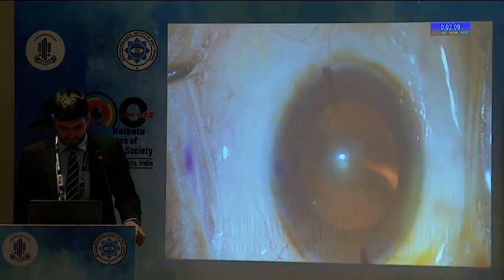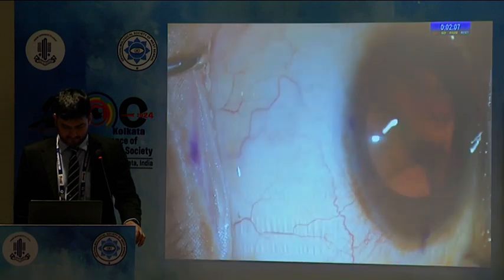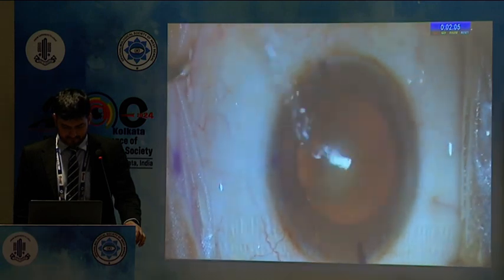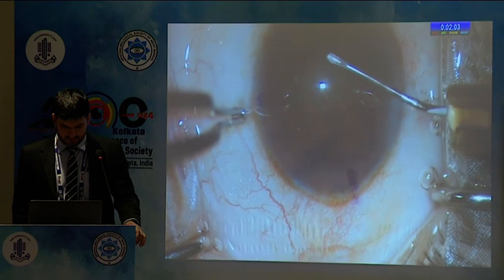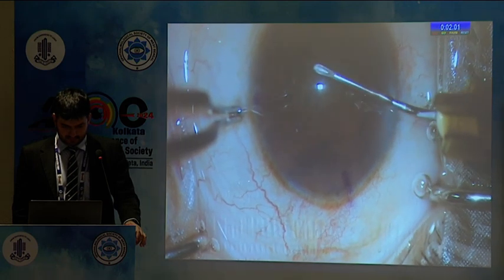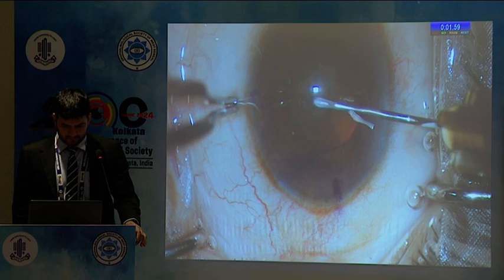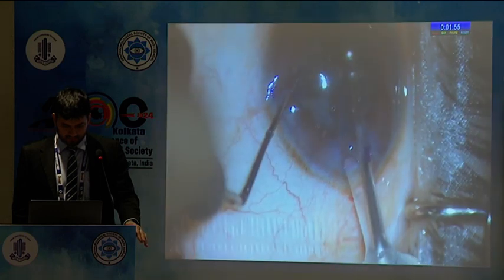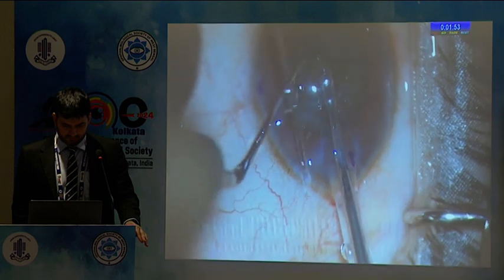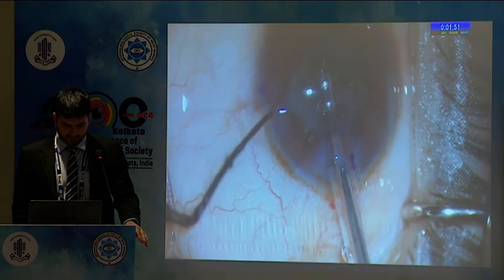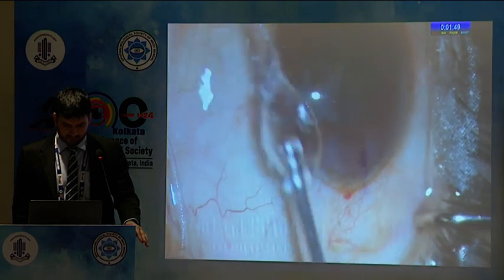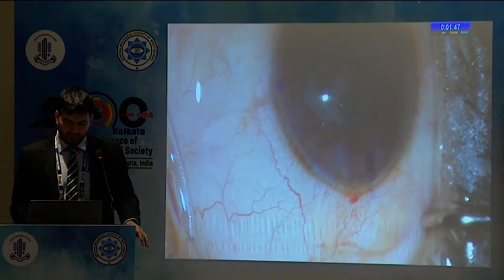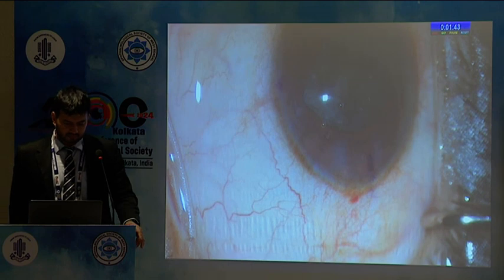There is a routine case which was planned for toric IOL placement. A few minutes into the case, I noticed that the pupil is getting smaller and the iris is becoming floppy. At this point, I stop and talk to the patient and ask him whether he is using any medications for his urine or prostate problem.